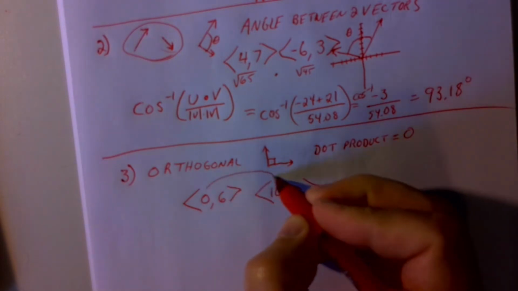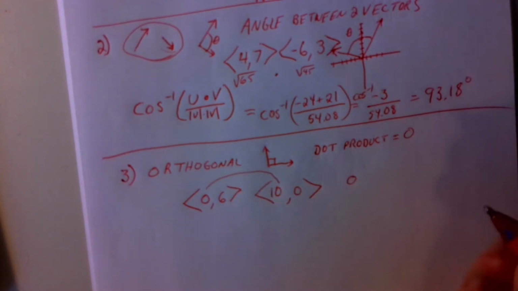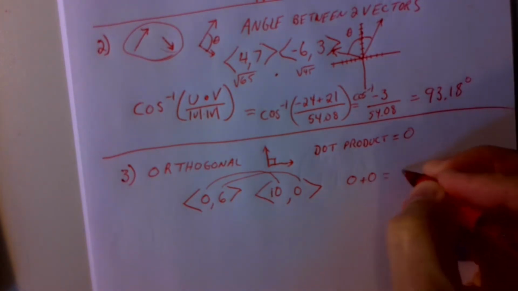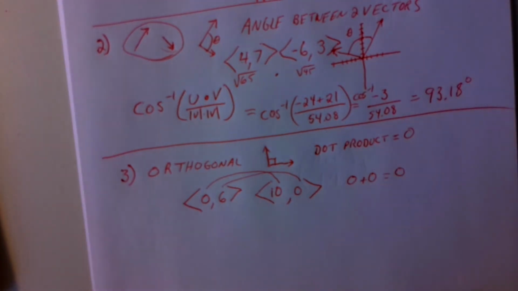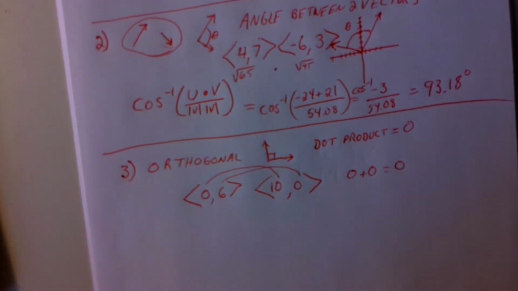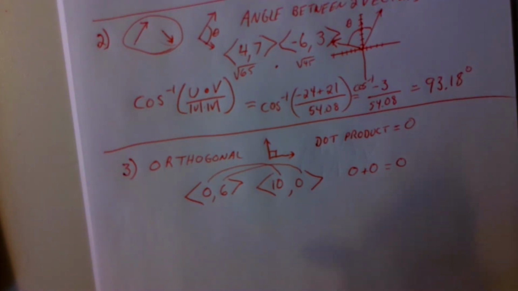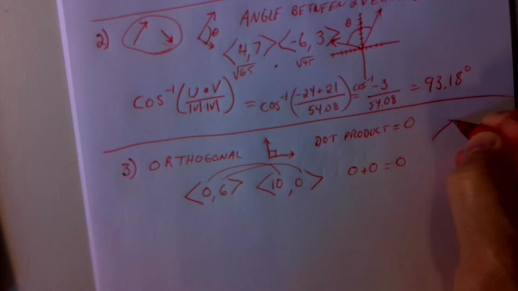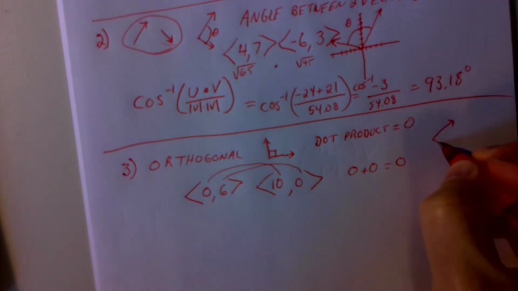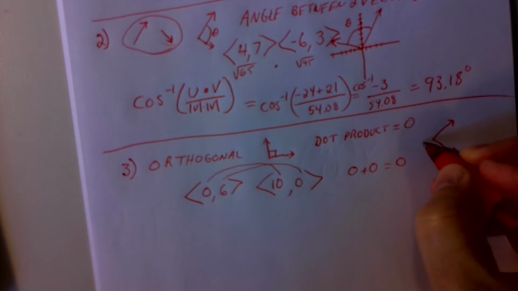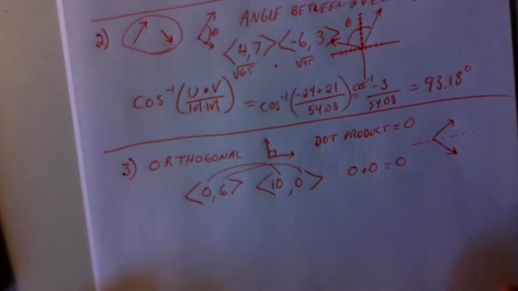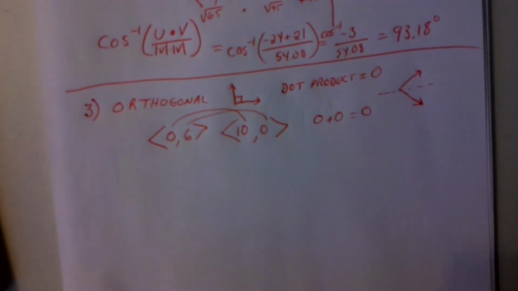Well, if we do this, a times b, 0 times 10 is 0. b times d, 6 times 0 is 0. 0 plus 0 is 0. And you can see that those two things have a dot product of 0, which means there's no end result. And it doesn't have to be that they're vertical and horizontal. It could be that one of them is going at a 45-degree angle up, and one of them is going at a 45-degree angle from horizontal, and that still would have a dot product of 0.